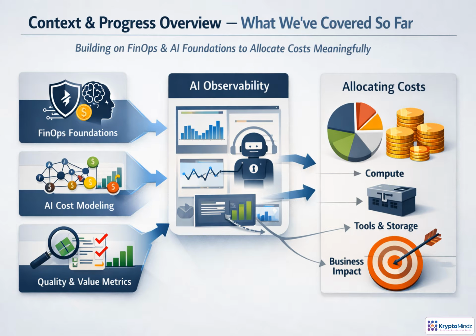So far, we've built the pieces: FinOps foundations, AI cost modeling, quality and value metrics, and observability. Now the question shifts. Once we can see what agents are doing, how do we assign their costs to the right products, teams, workflows, and business outcomes?